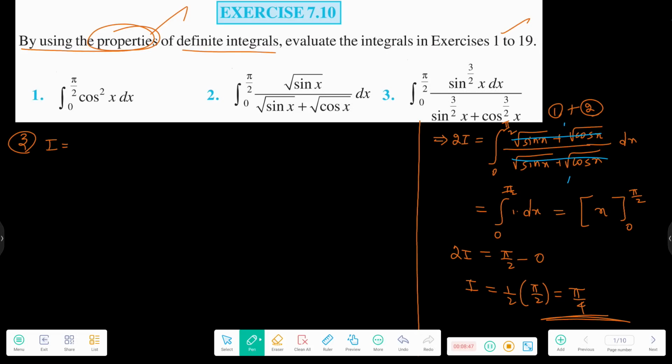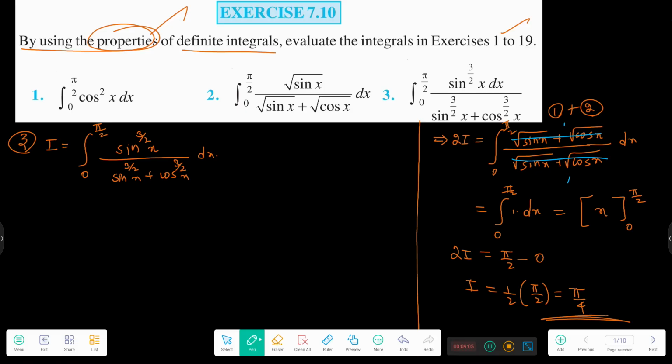Question number 3, let's go. I equals integral 0 to pi by 2 of sin power 3 by 2 x divided by sin power 3 by 2 x plus cos power 3 by 2 x dx. So this is also like question number 2 only. In question number 2, root means power 1 by 2 they gave. Here power 3 by 2. The same method I am going to apply.